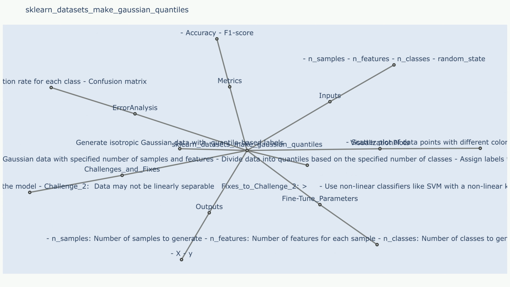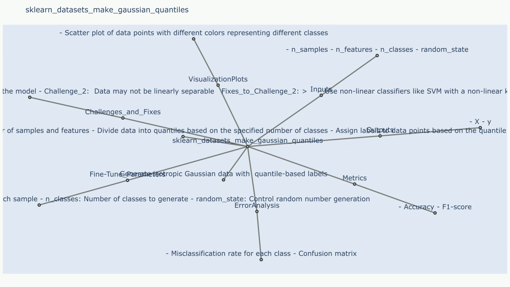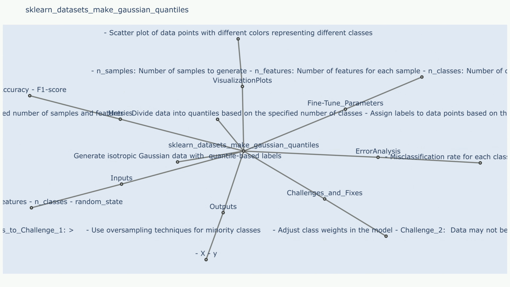Cov. Adjusting the covariance matrix will change the shape and spread of the clusters. N features. Increasing the number of features will create a higher dimensional dataset. Uncertainty methods. Confidence intervals for the mean of each cluster. Challenges and fixes. Challenge 1.